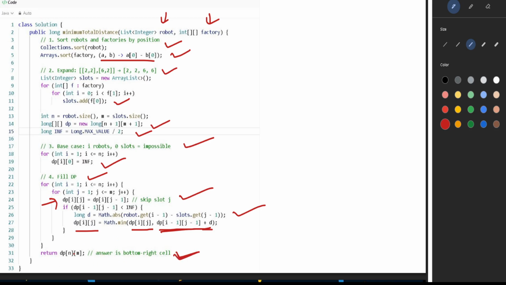It is the bottom right cell, the last cell that we have, and at that cell we will get the answer.